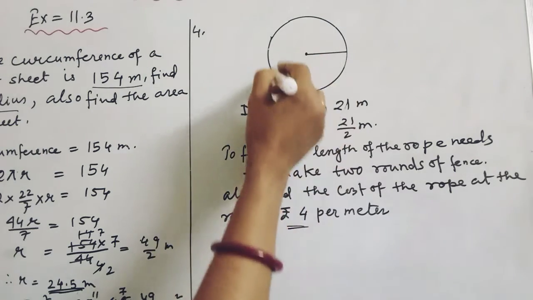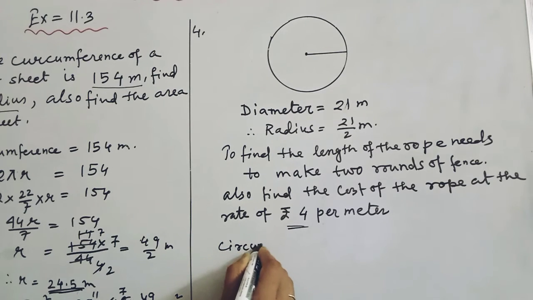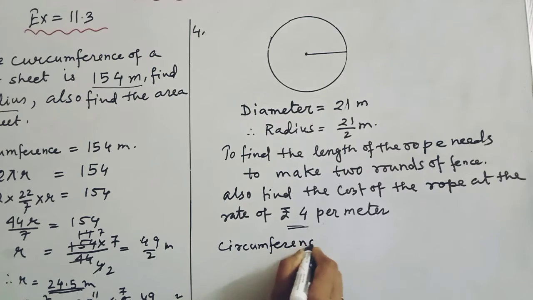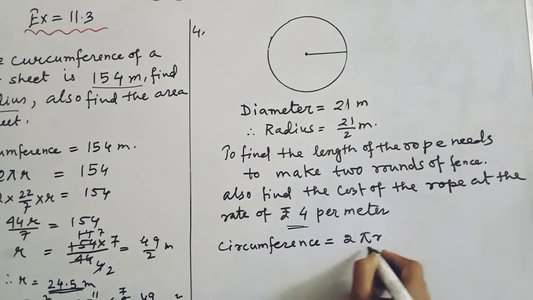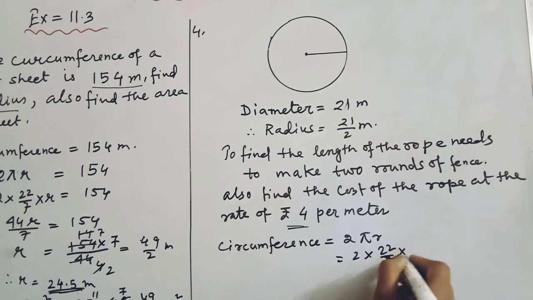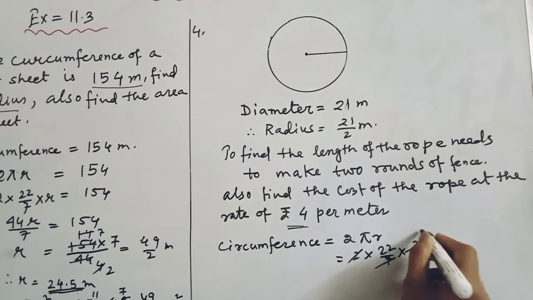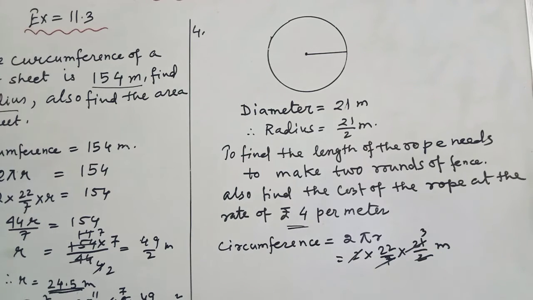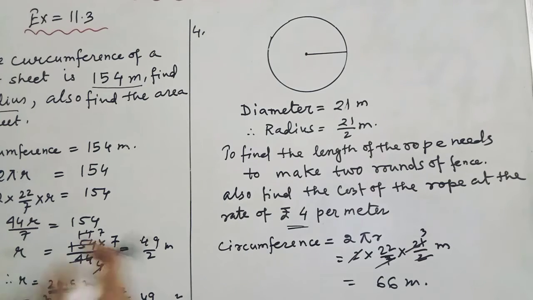So first of all we will find the circumference of the circle. Circumference of the circle is equal to 2 pi r. 2 pi means 22 by 7, and radius is 21 by 2 meter. 2 and 2 can cancel. 3 sevens are 21, so it will be 66 meter. So if I make the rope in one round, we will need 66 meter of the rope.